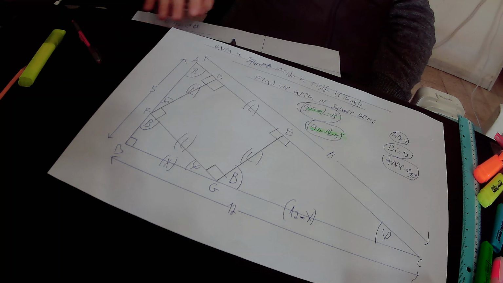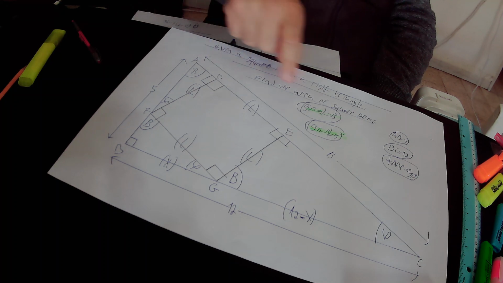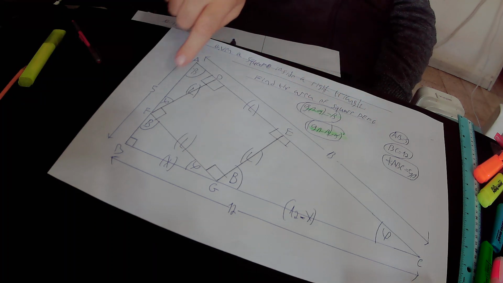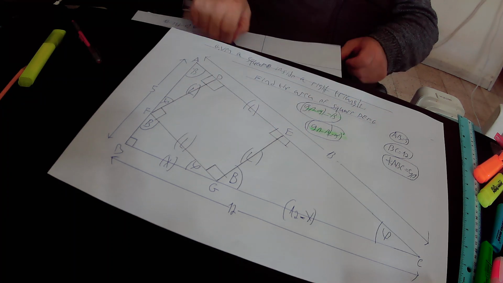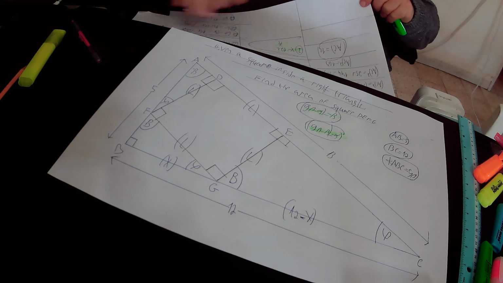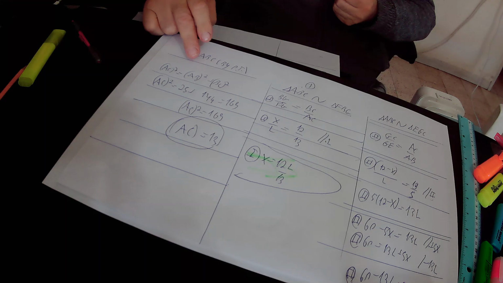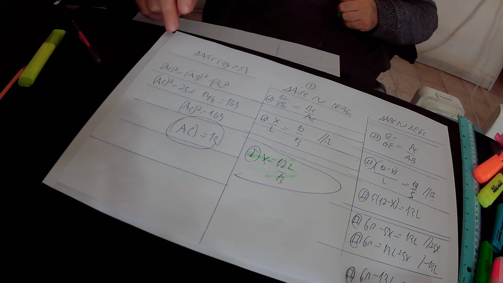The hypotenuse in the right triangle ABC is AC, therefore the square of the hypotenuse is AC square, so AC square must be equal to AB square plus BC square. Repeat again, in the right triangle ABC, AC square equals AB square plus BC square.